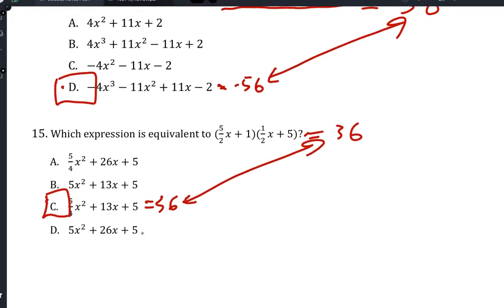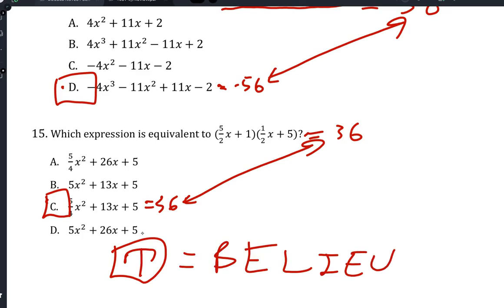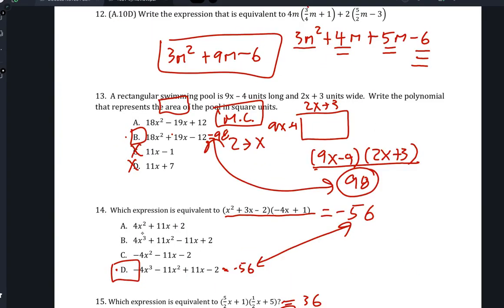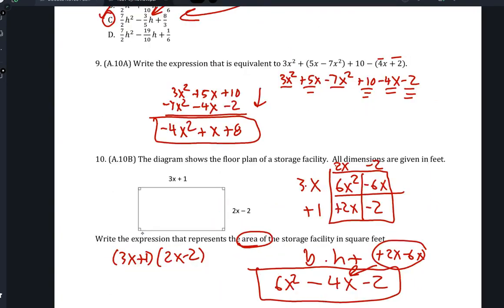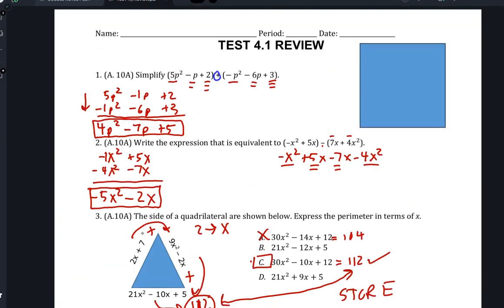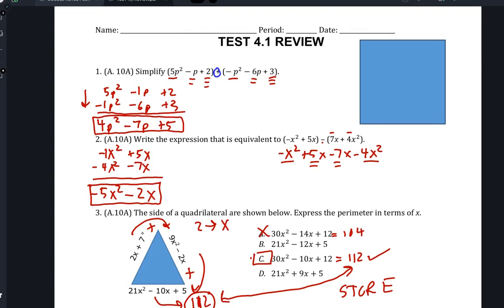That's the right answer. Remember, you need to believe. The Pentagon T equals believe. Believe you can do this, and you are going to be successful. Turn this in. This will be a grade, and it will also be 5 extra points added to your test, okay? So make sure you turn this in. Keep believing you can do this, and always believe.